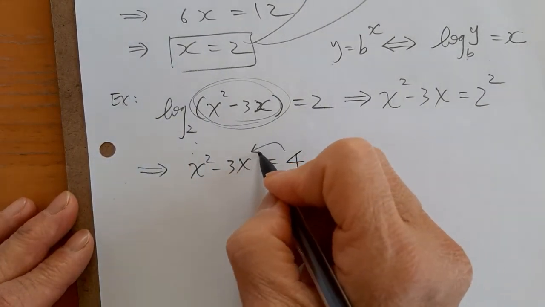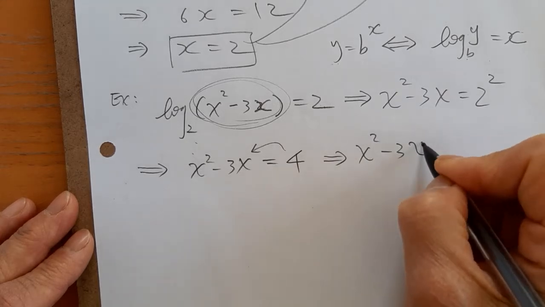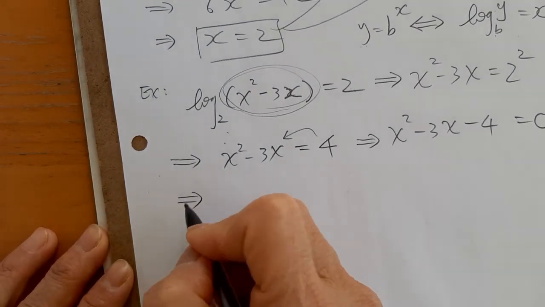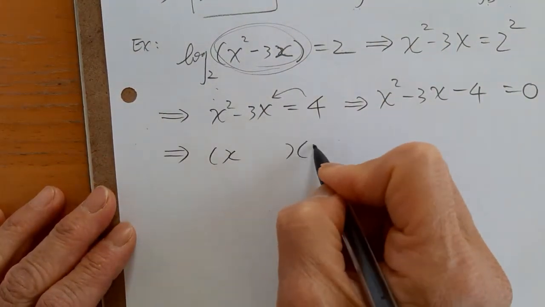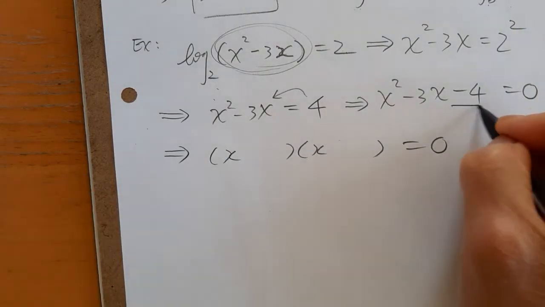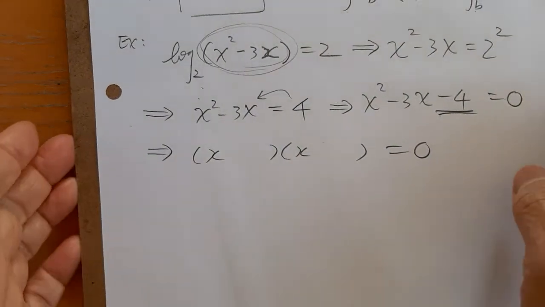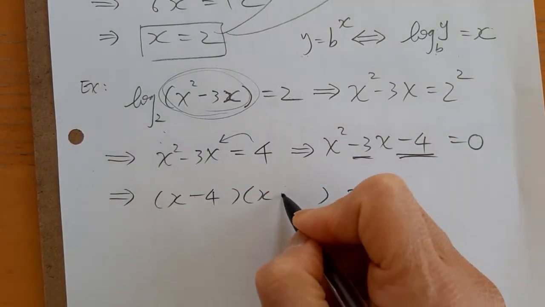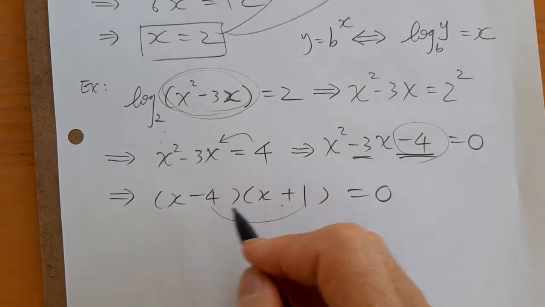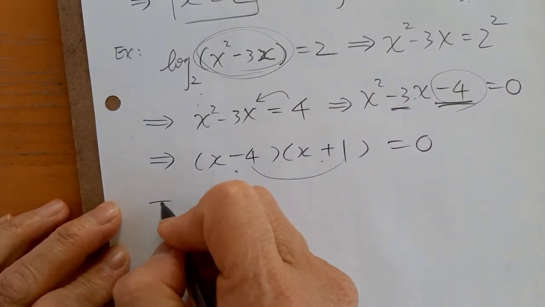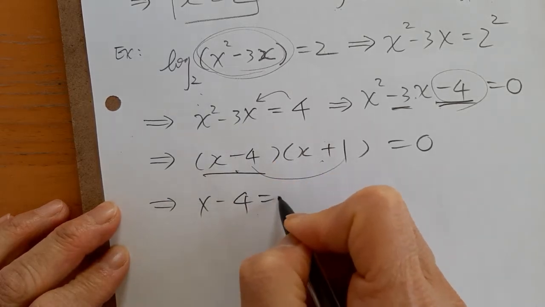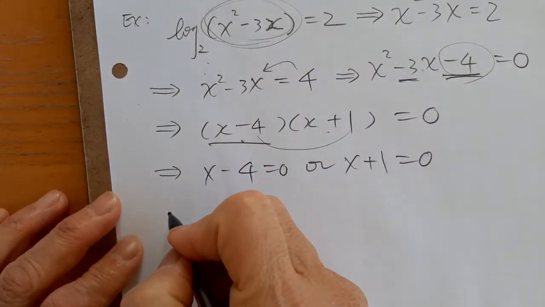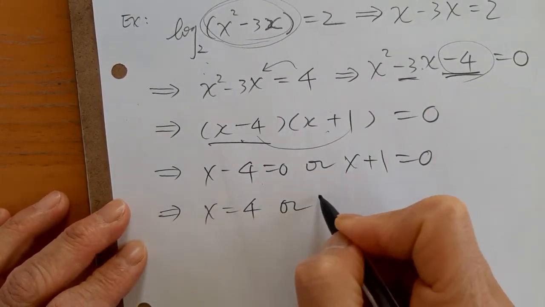Then x squared minus 3x equals 2 squared, which is 4. Subtract 4 from both sides, and put it in standard form of the quadratic equation equals 0. Then factor it. You need to find two numbers whose product equals negative 4 and which add together to negative 3. So it will be negative 4 and plus 1. Product is negative 4, sum is negative 3. Then either x minus 4 equals 0 or x plus 1 equals 0. Then solve for x: x equals 4 or x equals negative 1.